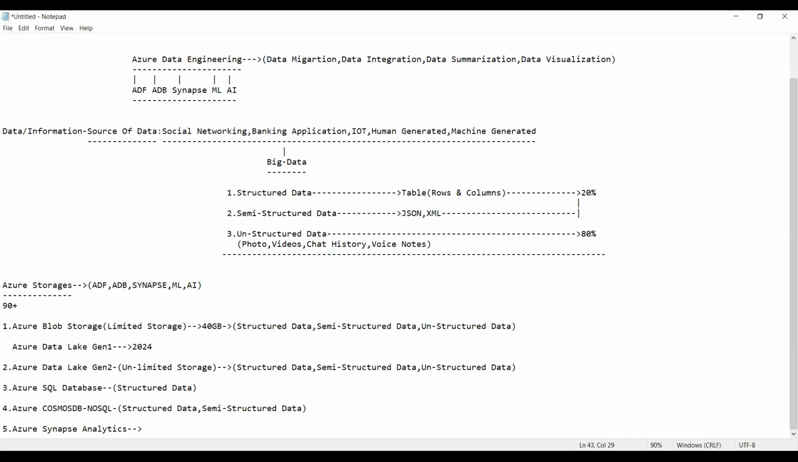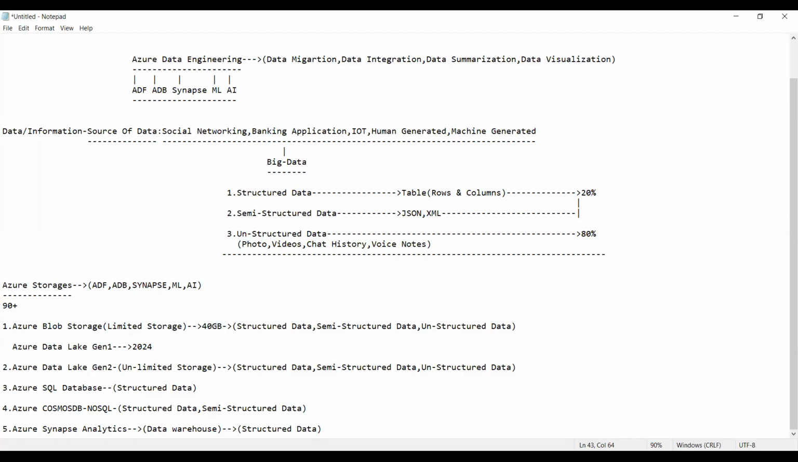If you talk about Azure Synapse Analytics, it is the data warehouse in Azure, guys. This is the data warehouse of Azure. As it is a data warehouse, obviously it can store only structured data. Semi-structured and unstructured data is not supported.